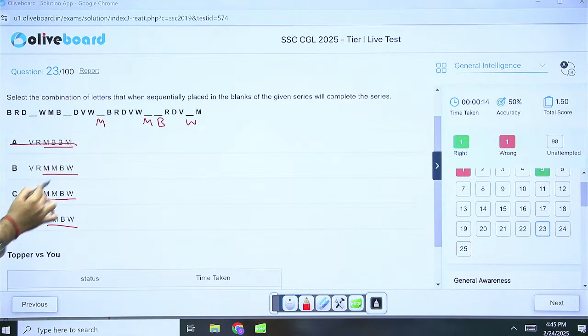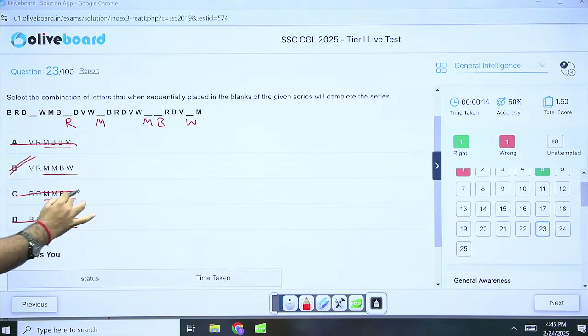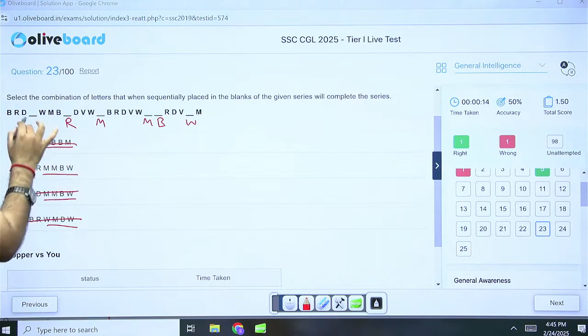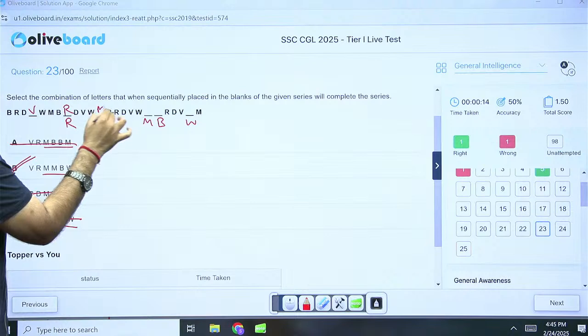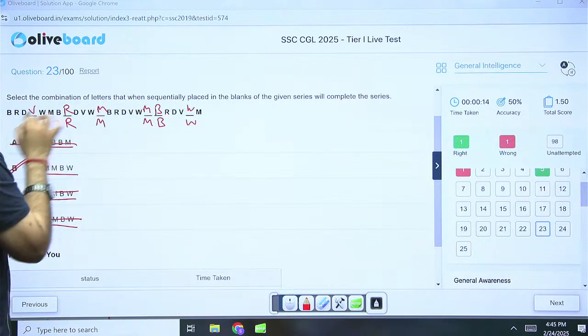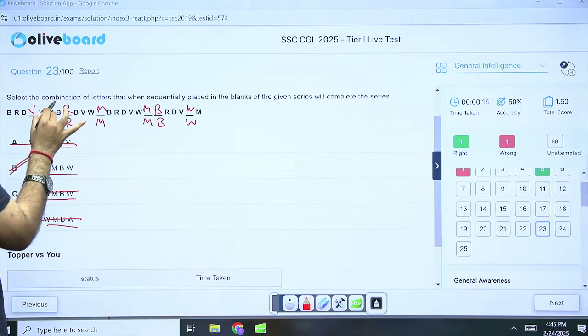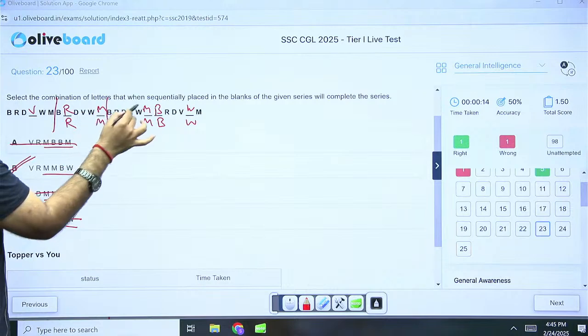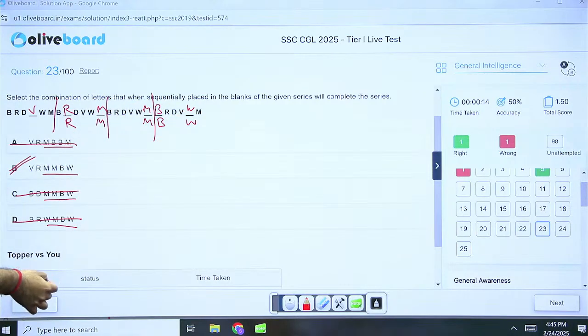So, we eliminate A, we eliminate D. These are the 2 options left. Now, BRD, second one will be R. So, we have option B only as the correct option, and which is VRMMBW. So, VRMMBW, and the repeat is BRDVWM. Option B is the right answer.